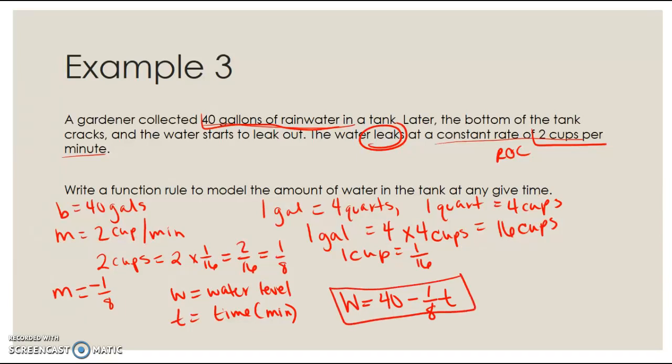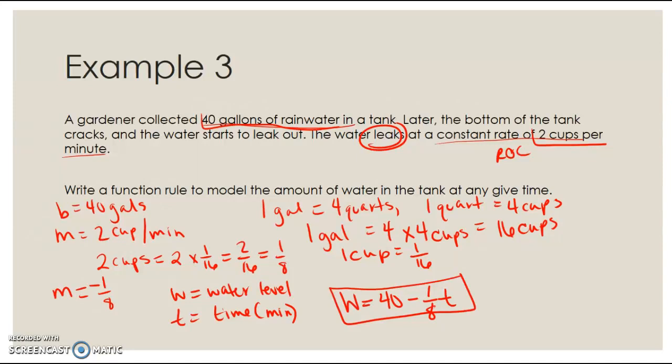So as you're going through your problems, make sure that your conversions or your units match. So again, gallons and cups don't match, so we needed to do one of 2 things: turn our gallons into cups or turn our cups into gallons, and I find it easier to turn the cups into gallons. Or if it's inches and feet, we need to make our inches into feet.